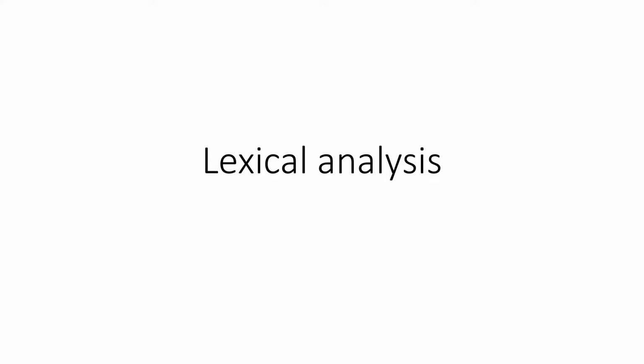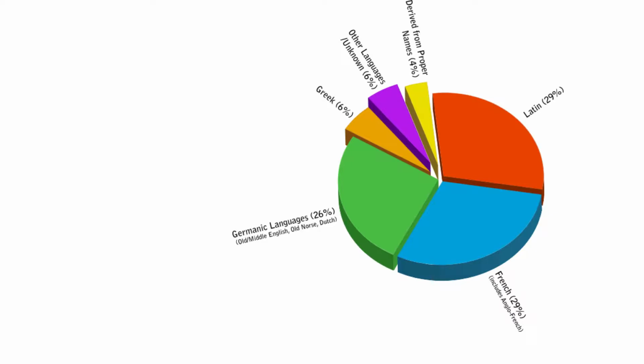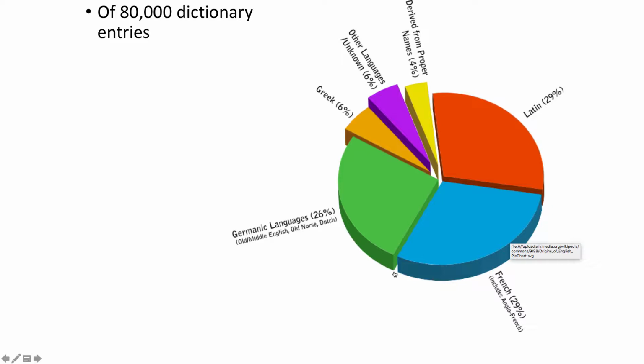In this module, I want to talk about lexical analysis. This represents a picture of the English lexicon. The data here is 80,000 dictionary entries. Many dictionaries have 60,000. They say that most educated English speakers have probably about 30,000 words at their disposal.